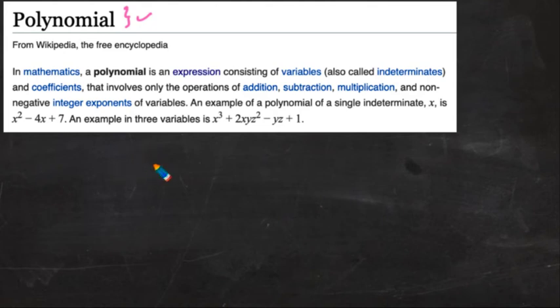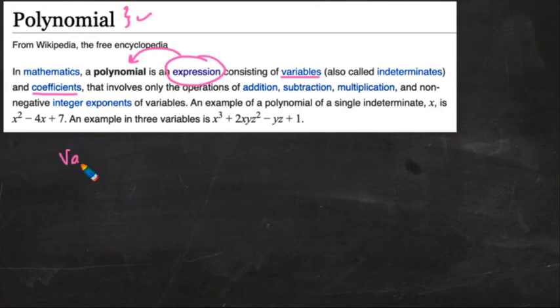So before moving to some examples of polynomials, let us quickly understand what this definition says. As per this Wikipedia definition, a polynomial is a mathematical expression. We are talking about any possible mathematical expression. So what is the condition that would make that expression a polynomial? Let's discuss that. A polynomial is an expression consisting of variables, also called indeterminates, and coefficients. So we have two components here.